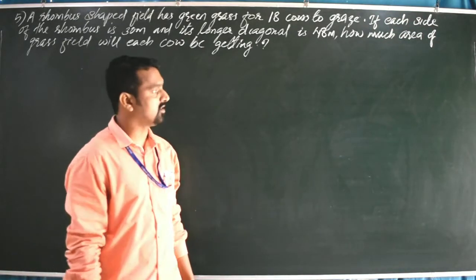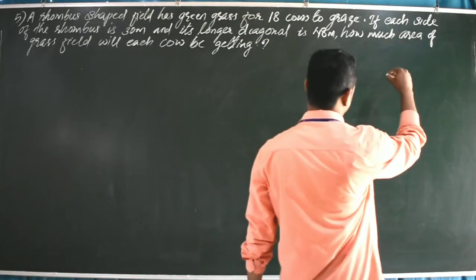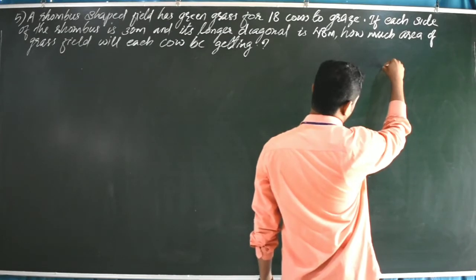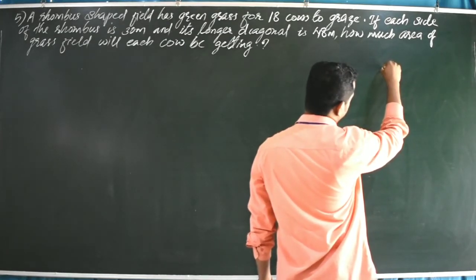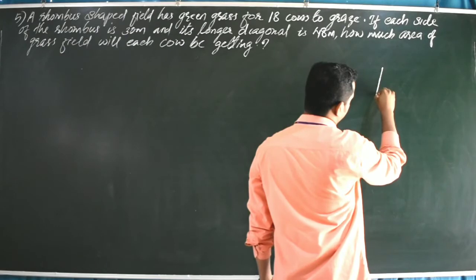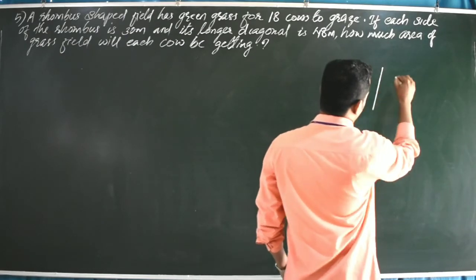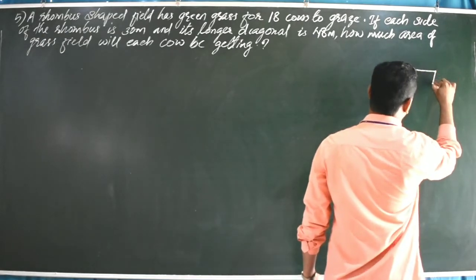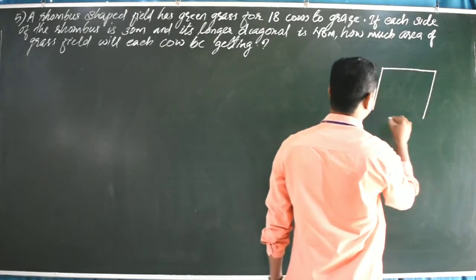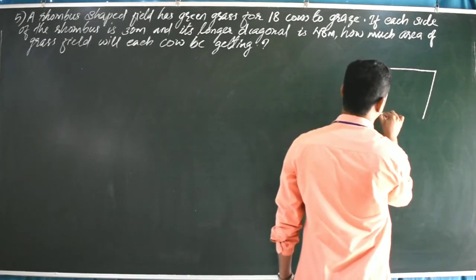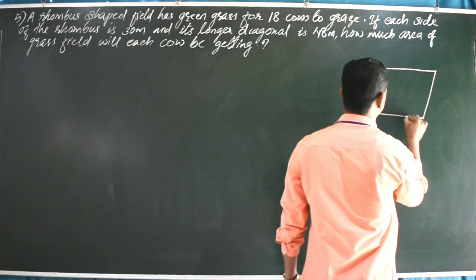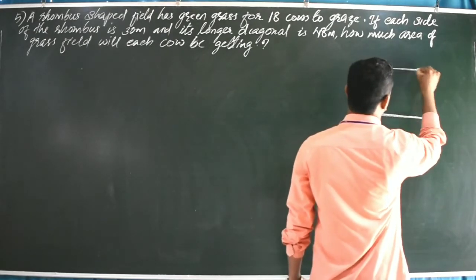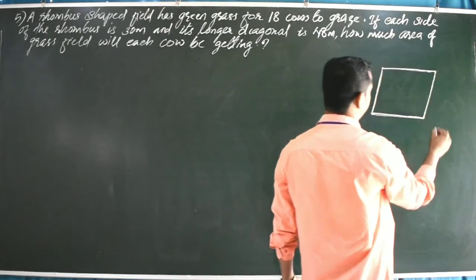That is the question. So first we have to draw a rhombus. What is a rhombus? A quadrilateral in which all the sides are equal and opposite sides are parallel, and its angles are not equal. That is called a rhombus. So this one is a rhombus. All the sides are equal. Opposite sides are parallel. The angles are not equal. Diagonals are not equal. That is called a rhombus.